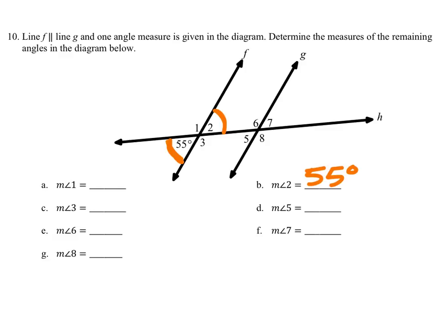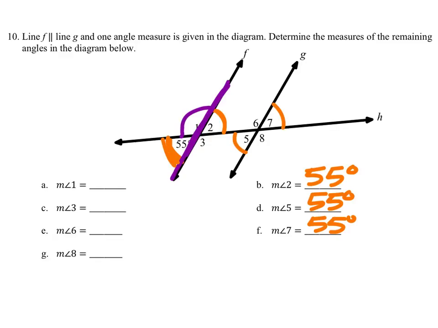And then angle 5 is corresponding with that 55 degree angle also, so it also is 55 degrees. And then finally angle 7 is vertical with angle 5, so that also is 55 degrees. Next up, we can find angle 1 from here. So it is on that straight line again, and we know this one from here is 55 degrees.